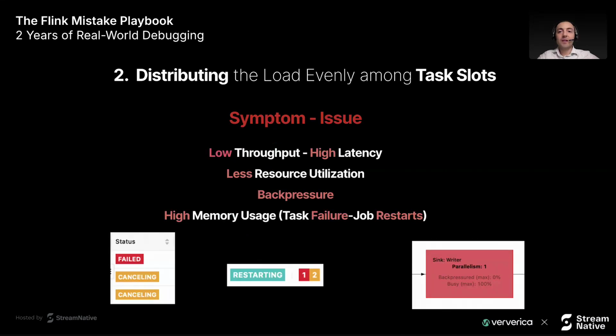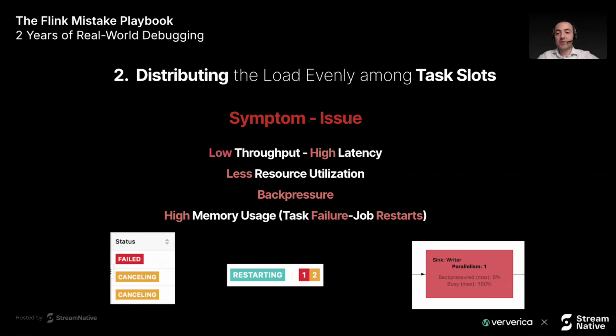Let's go to our second issue, which is distributing the load evenly among the task slots. The symptoms of this issue are that our application throughput is low, latency is high, and the application has low resource utilization. Some of the operators show back pressure, and of course, our Flink application is using high memory. It has task failures and job restarts.